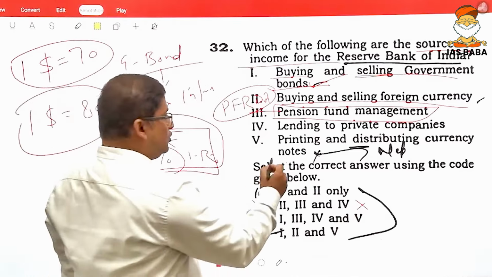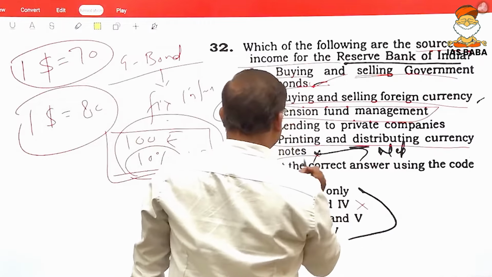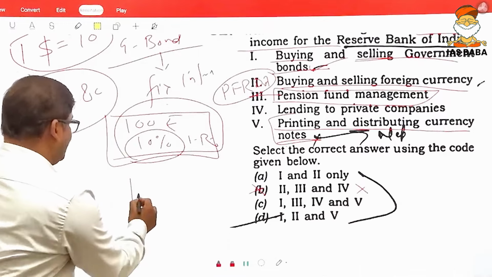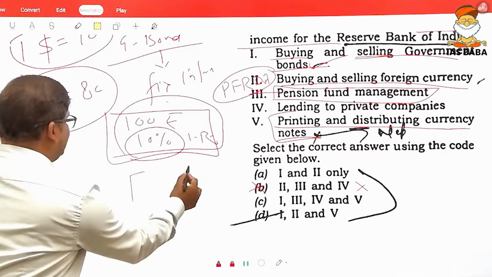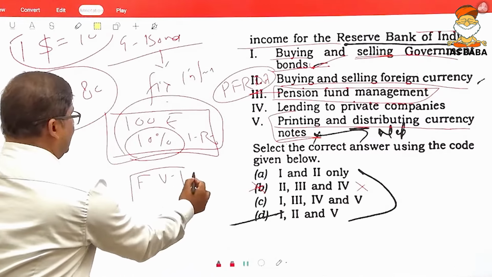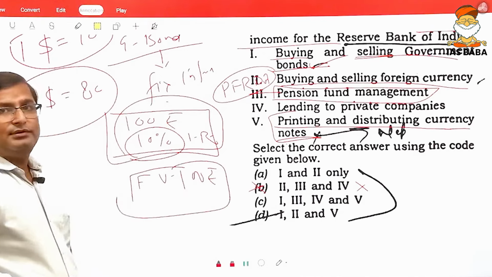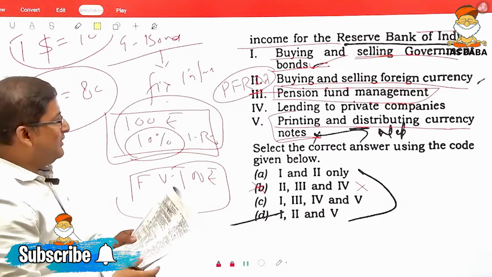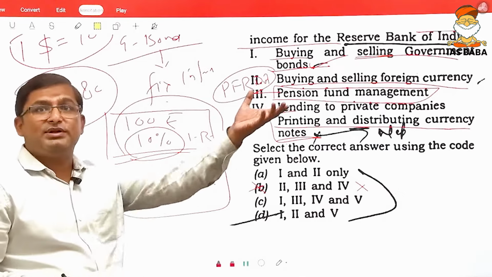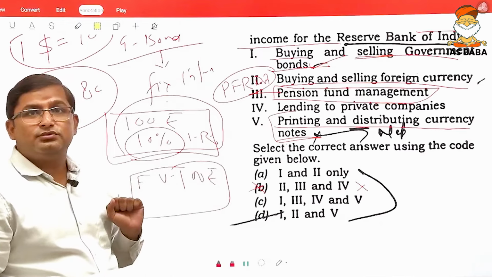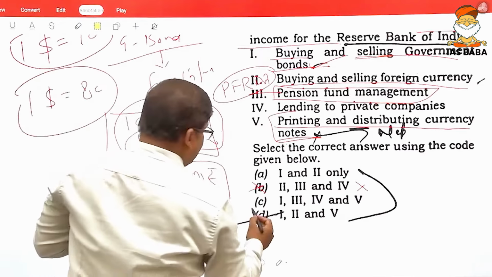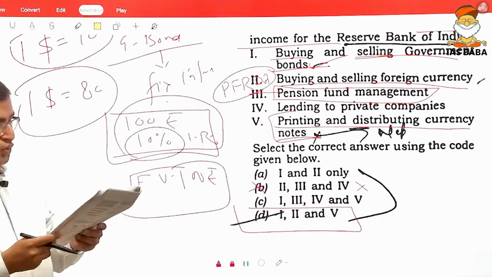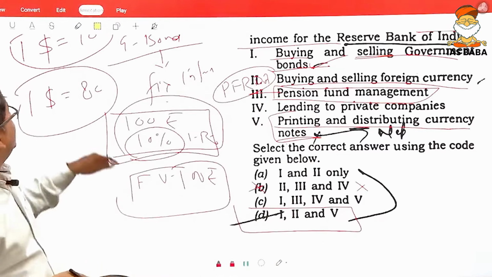RBI also earns money by printing and distributing currency. See, suppose RBI prints a currency having face value 100 rupees, but the cost of printing these 100 rupees is suppose 5 rupees. Whenever RBI distributes or sells this face value 100 rupee currency, RBI will earn money from here also. So according to me, the answer would be 1, 2 and 3. So this will be the answer, 1, 2 and 3 means answer D. Now come to the next question.